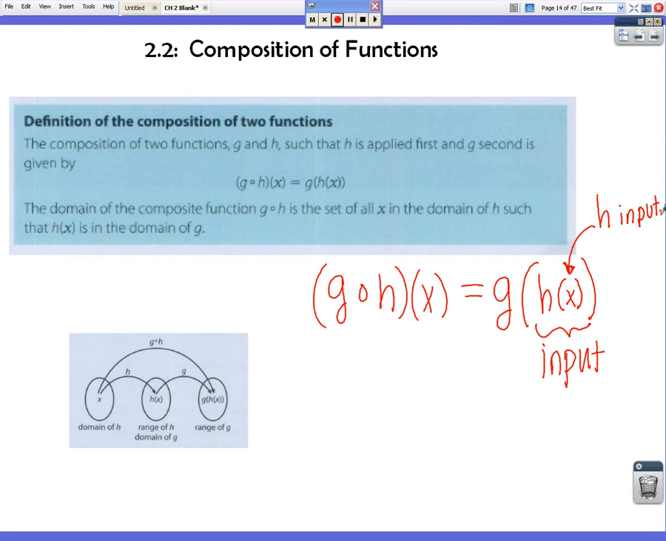So when we start talking about domain problems, it will be a little bit tricky. So if the domain of h is x, then I would take that x value, input it into h, and I would get the h of x value. Now, the h of x value becomes the domain for g of x. So once I put that value into the g function, it's got to work again. So it's kind of a twofold domain.